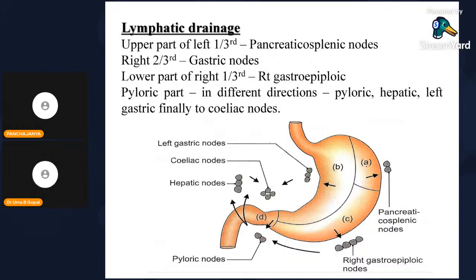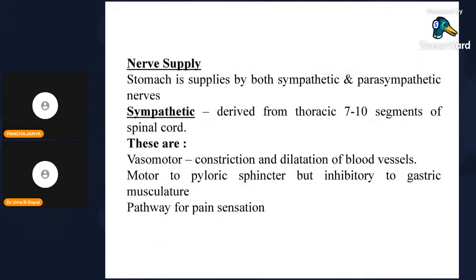to the celiac. So whatever lymph nodes are there, the left gastric lymph nodes, pancreatosplenic lymph nodes, right gastroepiploic lymph nodes, subpyloric group of lymph nodes, hepatic group of lymph nodes, ultimately, you can see the arrow here, they all will drain into the celiac group of lymph nodes, which drain by the lymphatics into the cisterna chyli. This is about the lymphatic drainage of the stomach.